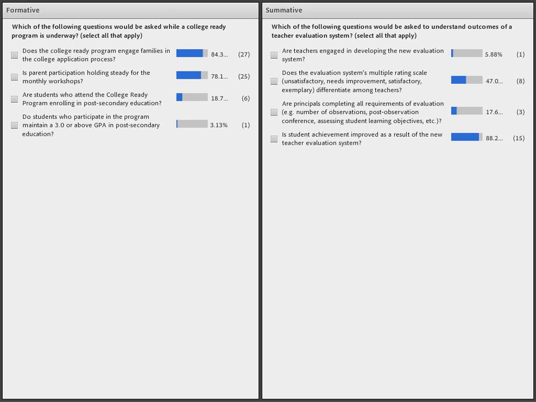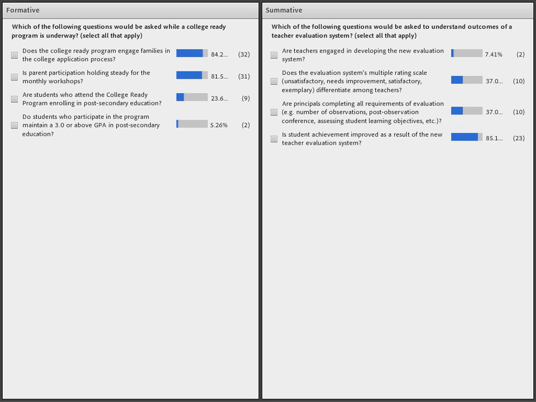on his computer here. I can see that many of you are noticing that the College Ready program, engaging families in the college application process, would be that kind of formative question. So you'd be looking there at what might be happening along the way to engage families in the process, as well as parent participation holding steady. Great. Those are the types of formative questions that you would ask.